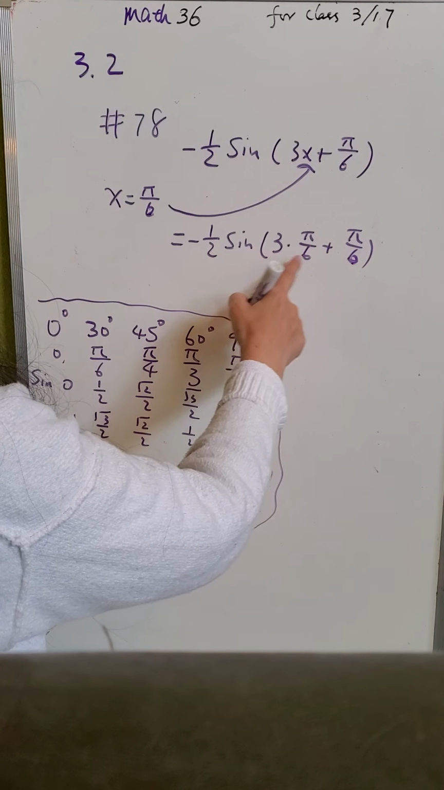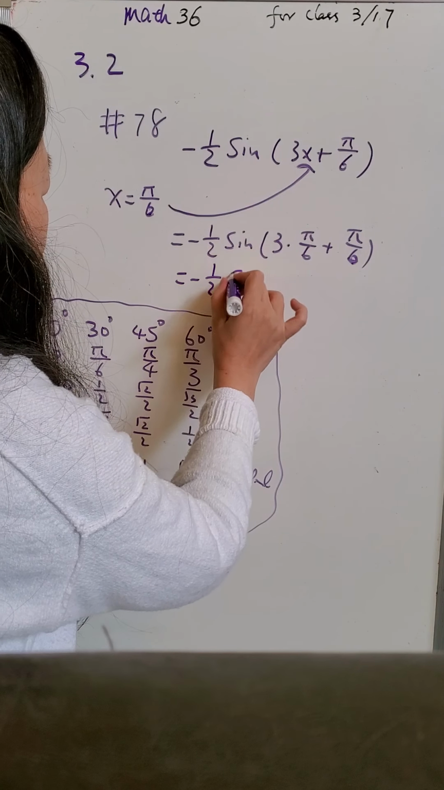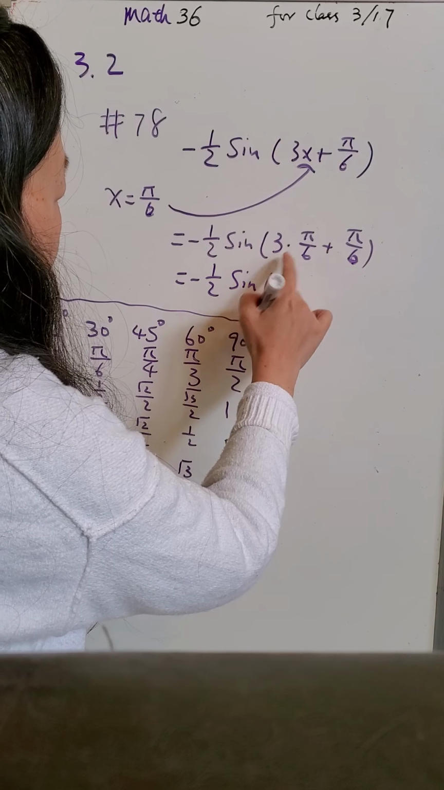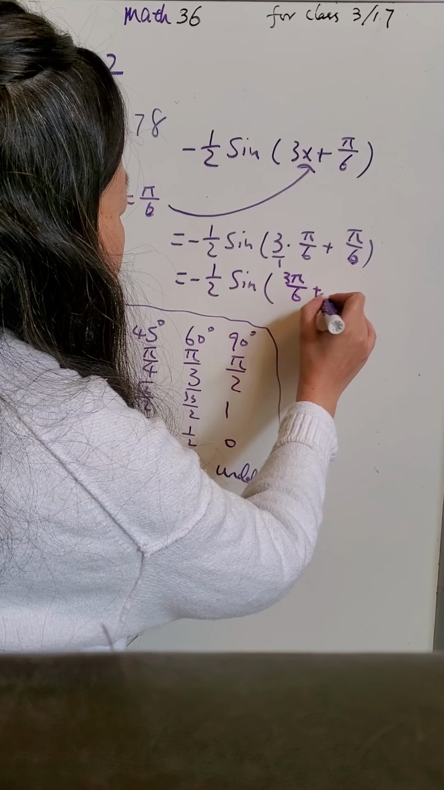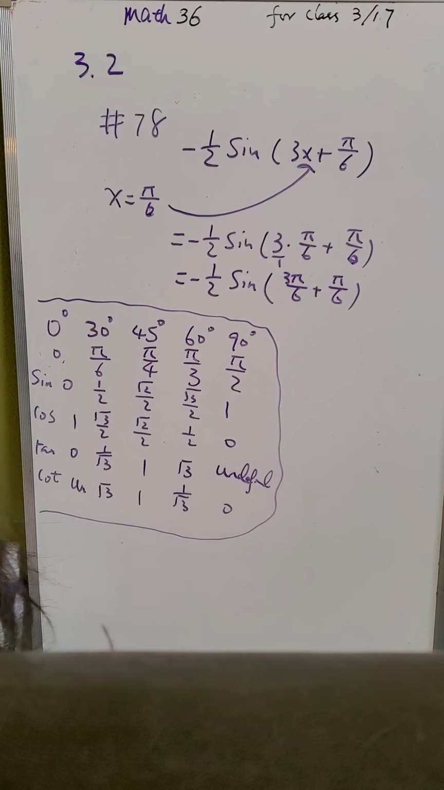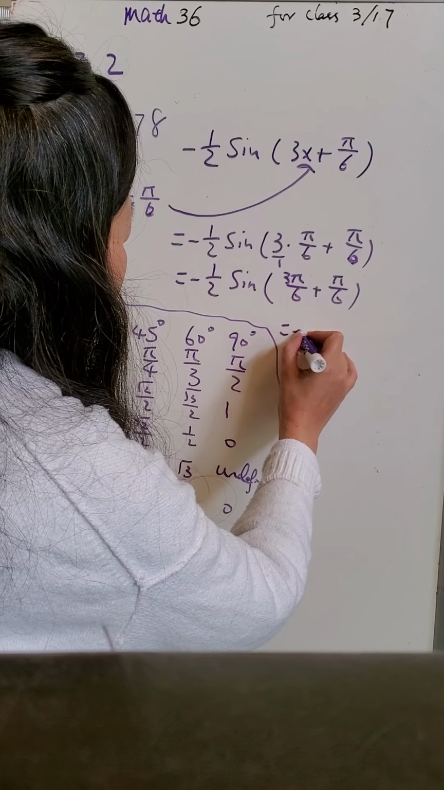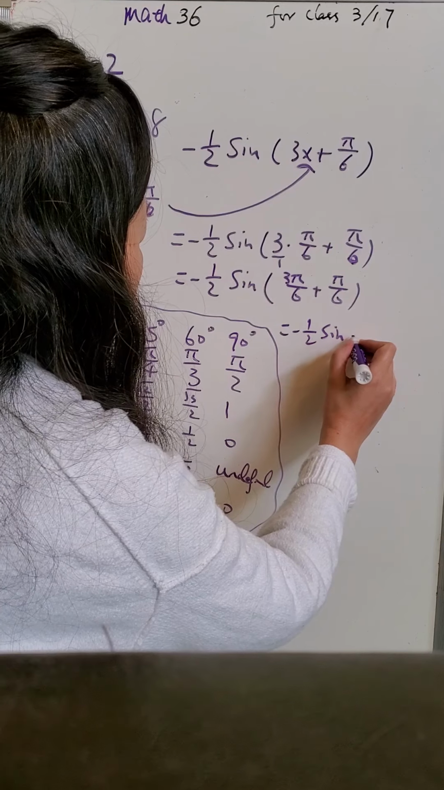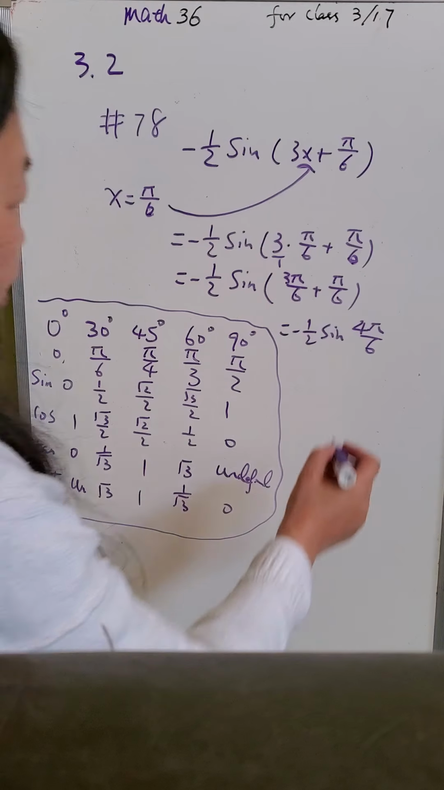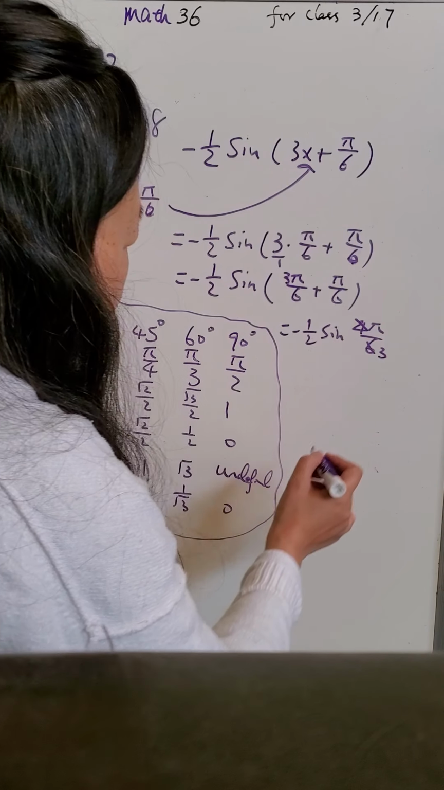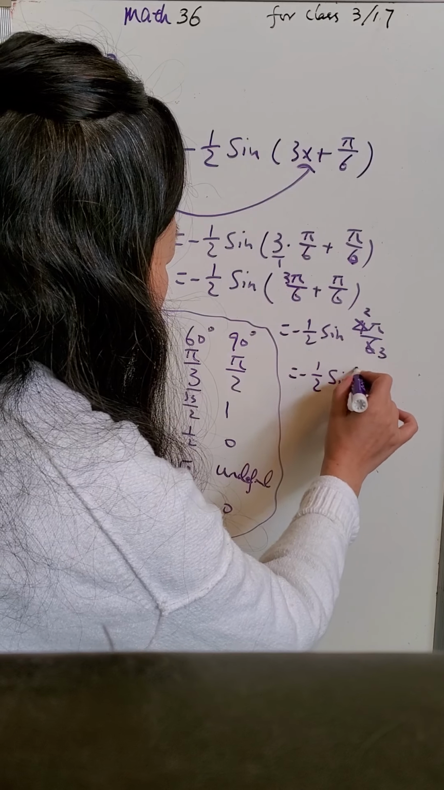Do not reduce here because you want to keep the same LCD. So that's equal to negative 1/2 of sine. This 3 is basically 3 over 1, so that's 3π over 6 plus π/6. Once they have the same LCD, you can add the tops together. So it's negative 1/2 sine 4π/6. Reduce 2 and 3, so that's equal to negative 1/2 sine 2π/3.